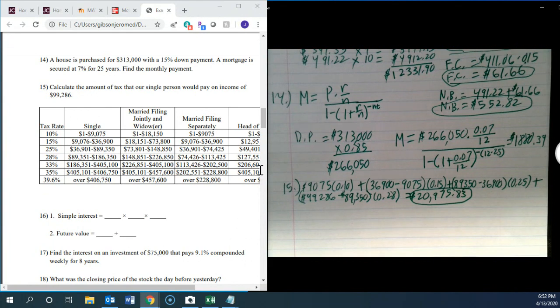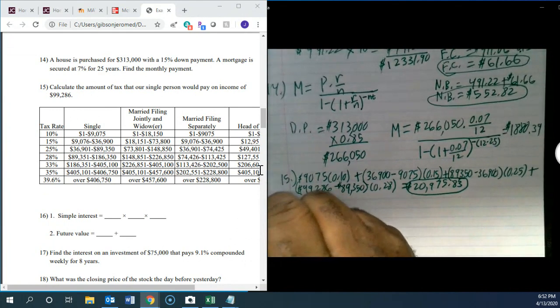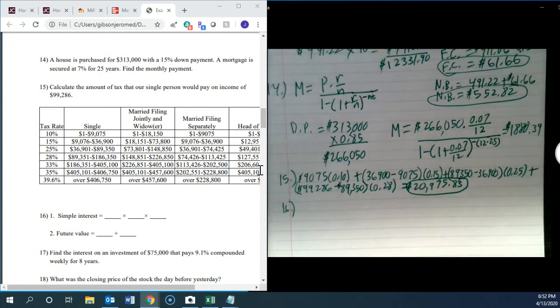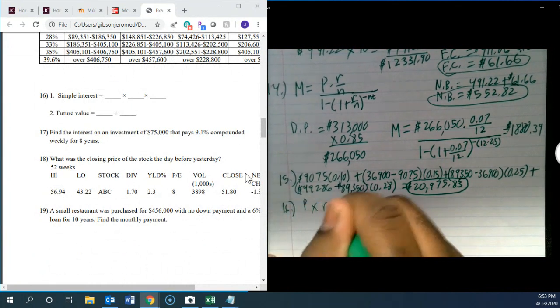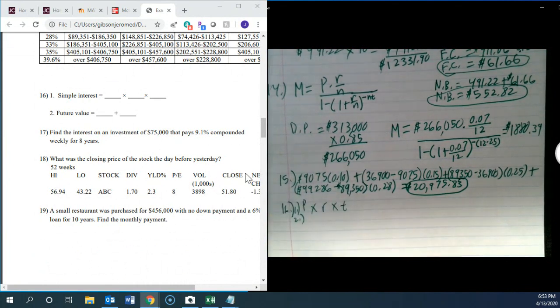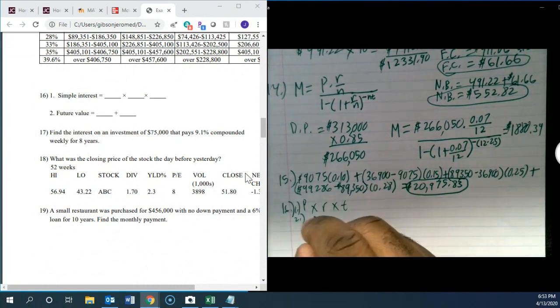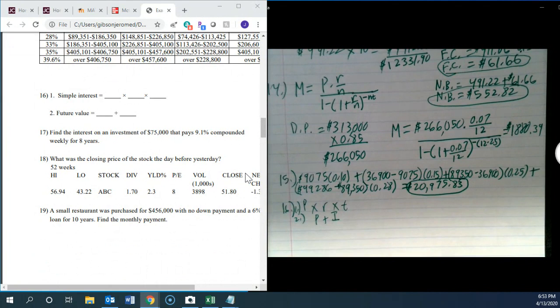Now, we go down here to problem 16. Problem 16 says simple interest. We know simple interest is the principal times the rate times time. That's all they were looking for in 16, part 1. And then part 2, the future value is the principal plus the interest. So that answers part 1 and part 2 for problem 16.